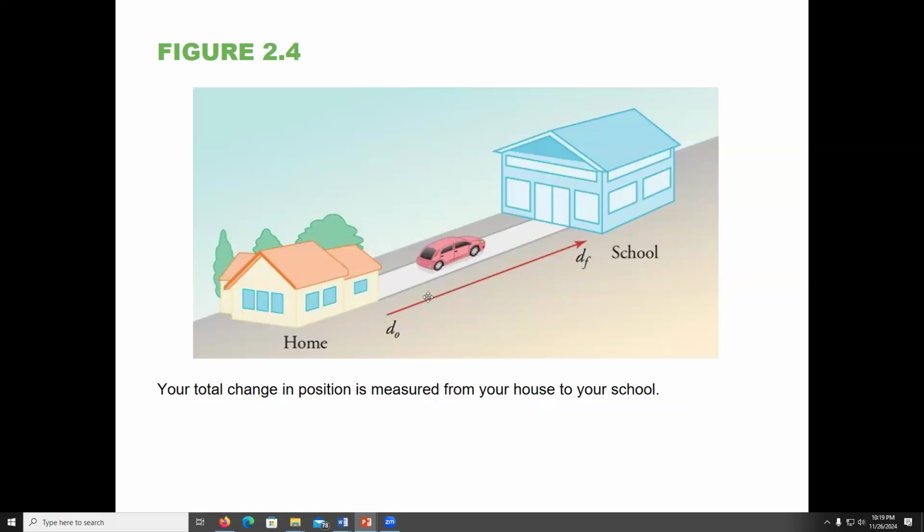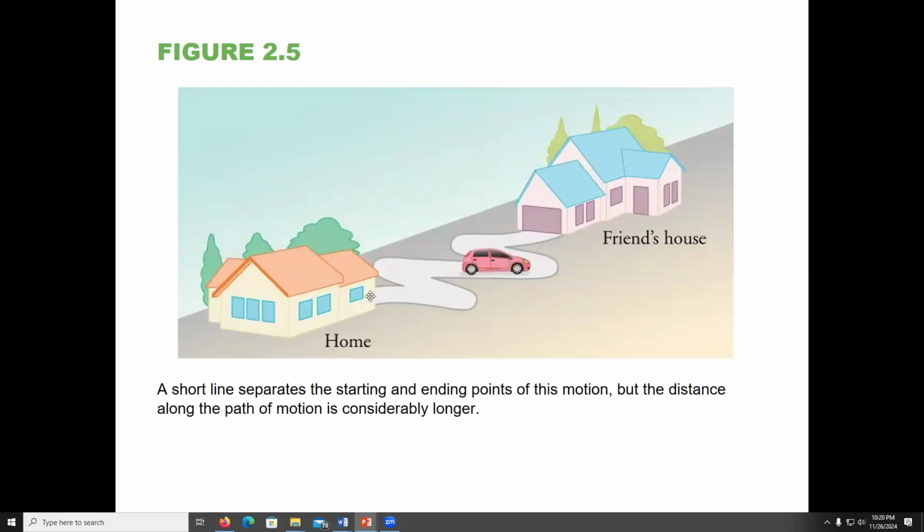But if you were at the school, you started off at a 0. You ended up at the school, +1. So your displacement is +1 minus 0. That's +1. So your displacement is +1 mile away from your home. Returning is a 0. So a short line separates the starting and the ending points of this motion.